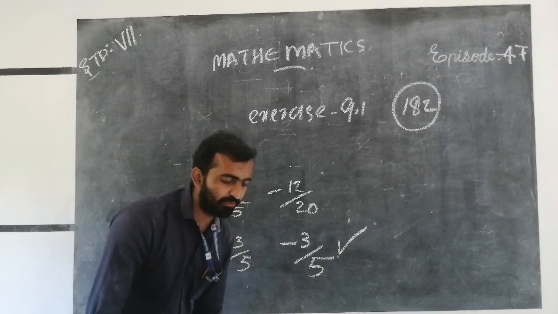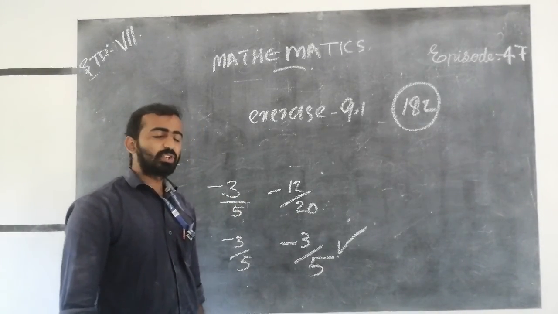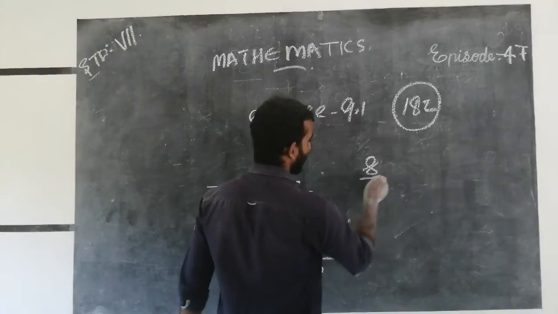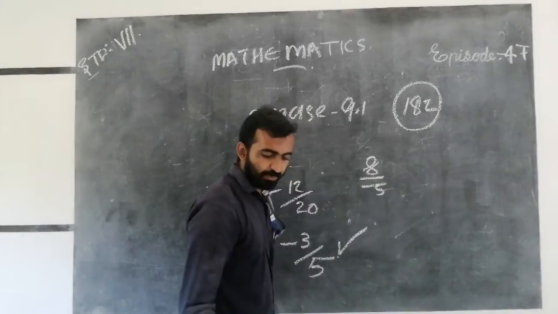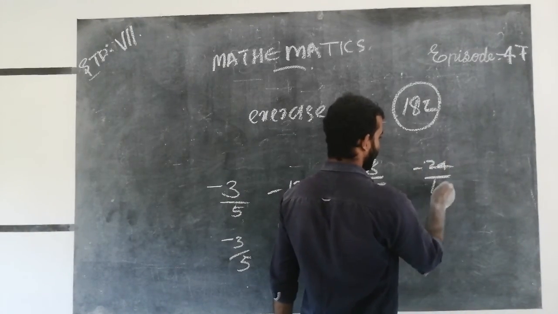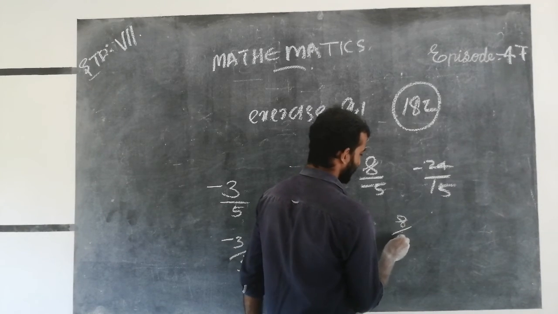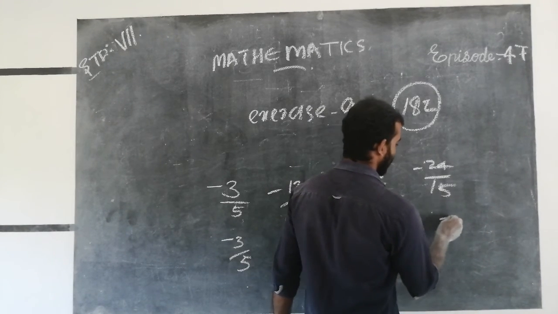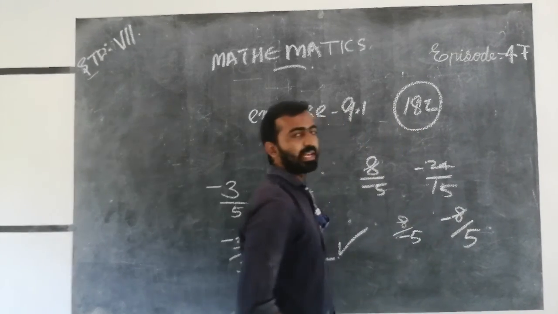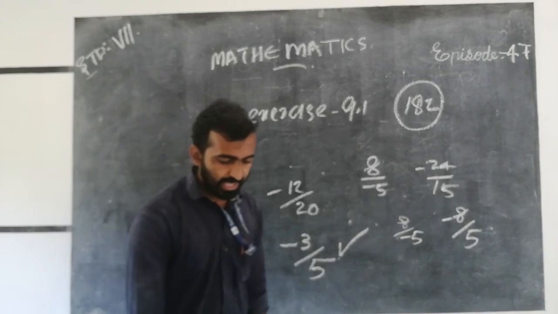And what is the fifth one? 8 by negative 5 and negative 24 by 50. Here 8 by negative 5 is negative 8 by 5. Then these are same rational numbers.